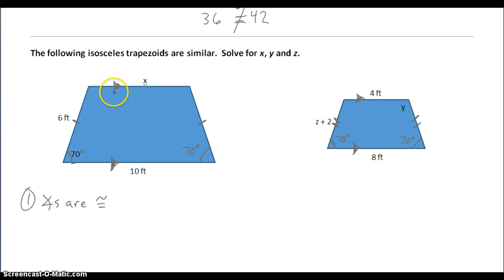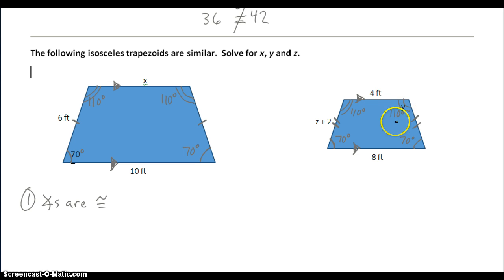And since I have parallel lines, my consecutive interior angles will be supplementary. But I have an isosceles trapezoid, so these two base angles are also congruent to each other. And since the isosceles trapezoids are similar to each other, I have these angles also congruent.